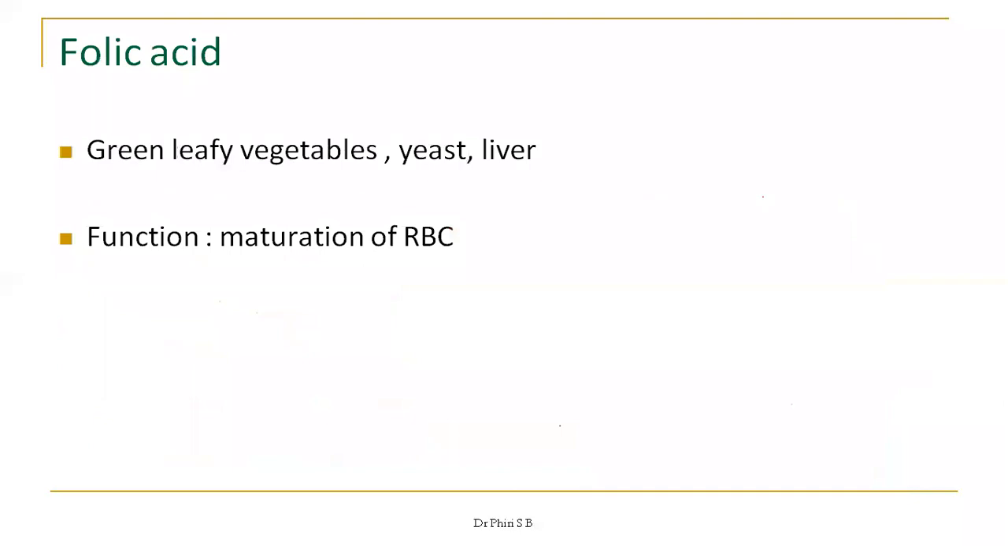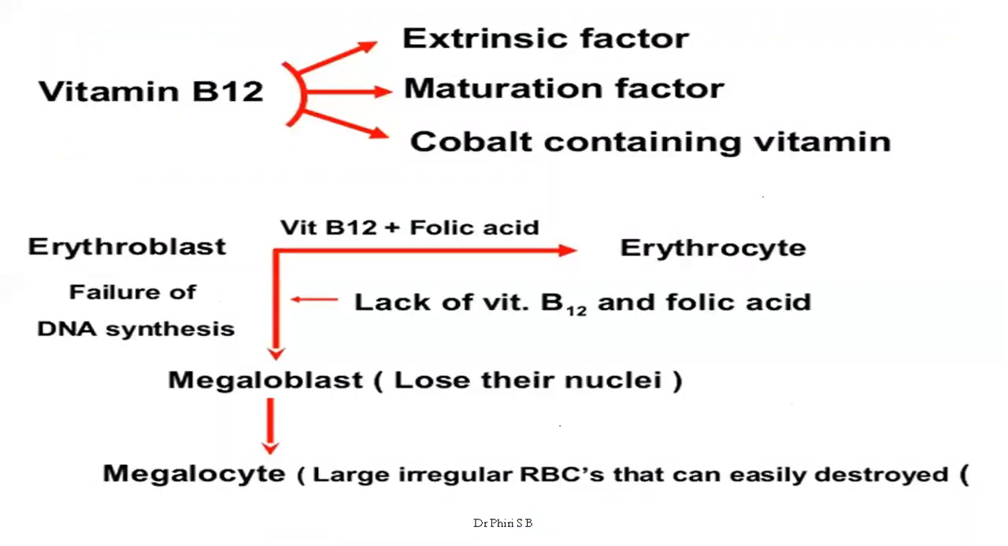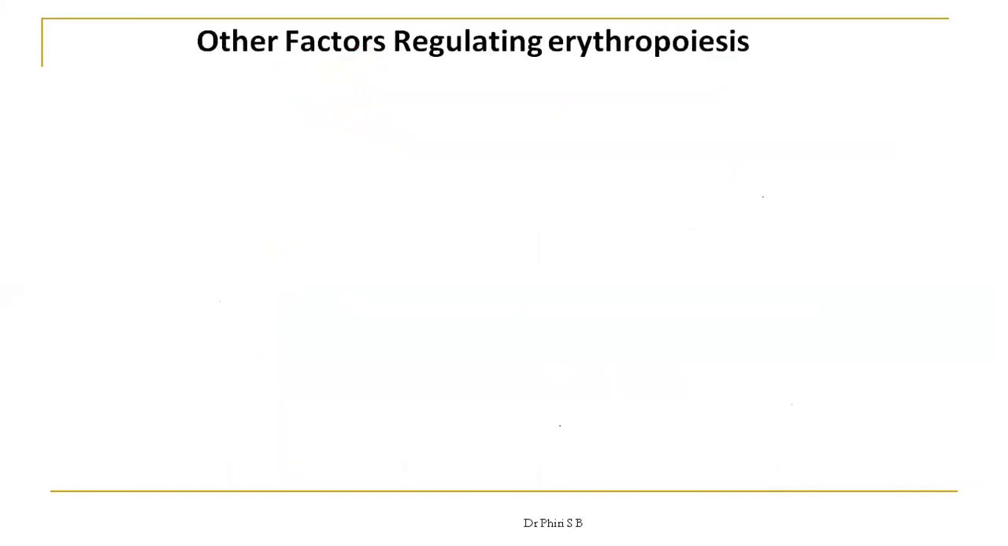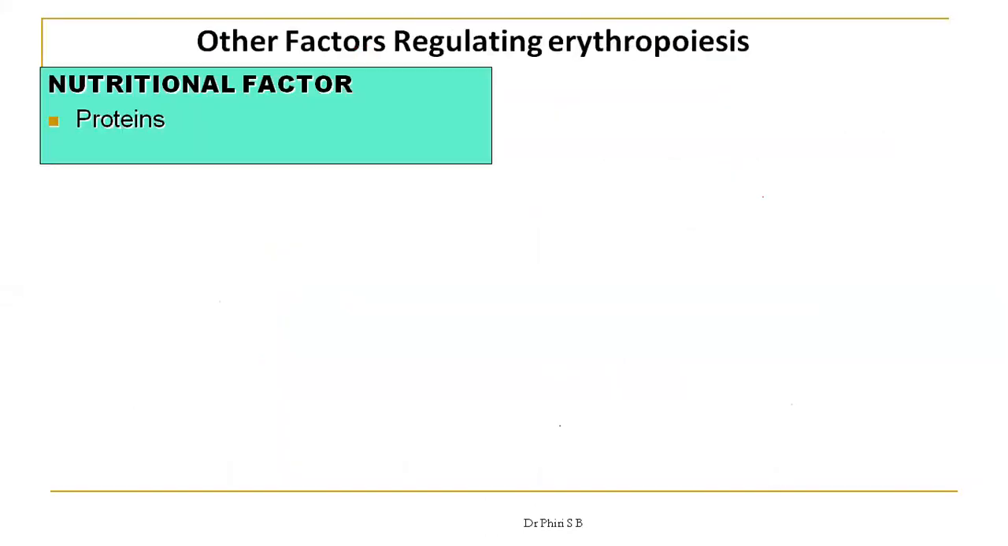So if you are a pregnant woman, make sure that you're eating your vegetables, you're eating maybe scones that use yeast, and also you're eating liver. You buy liver from the butcher, you prepare it. It's a very good source of folic acid, and the function is involved in maturation of red blood cells. So it's basically the same information here. And other factors, these are just additional factors that are involved in regulating erythropoiesis.